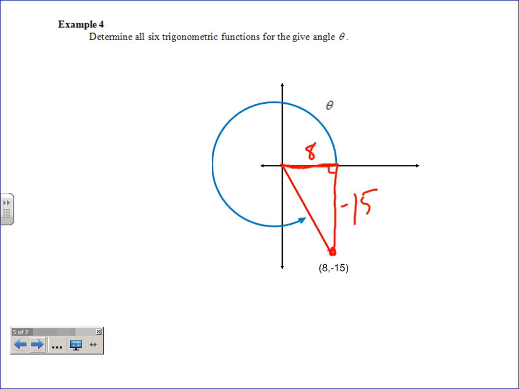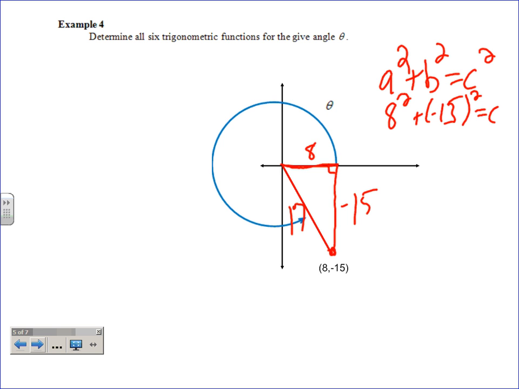Right? So does anybody remember this triple? I stick with triples. Well, I'm just saying the Pythagorean triple. 8, 15, it is 17. Now, let's say you didn't know that. You could go back to Pythagorean theorem. 8 squared plus negative 15 squared equals c squared. It works out.